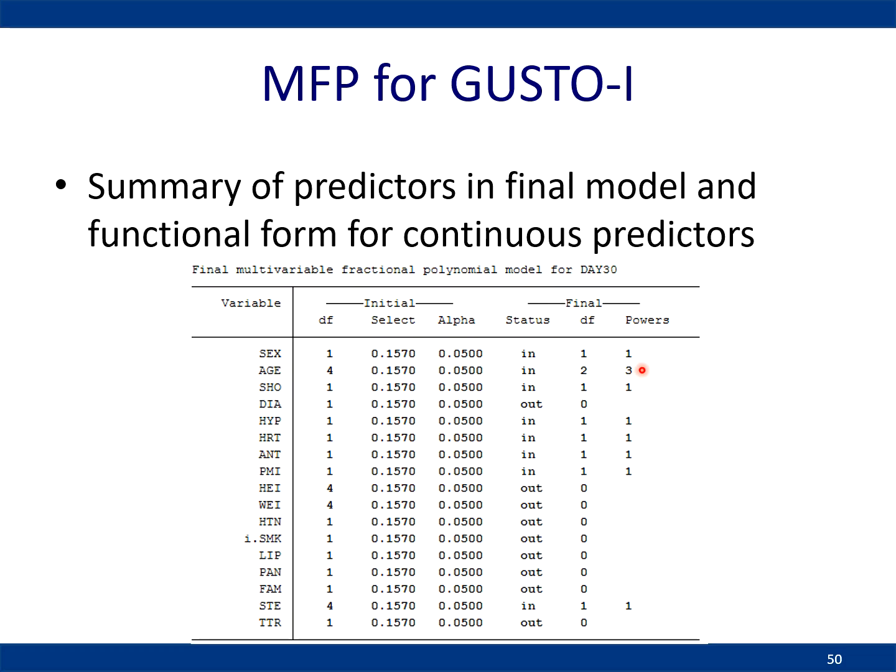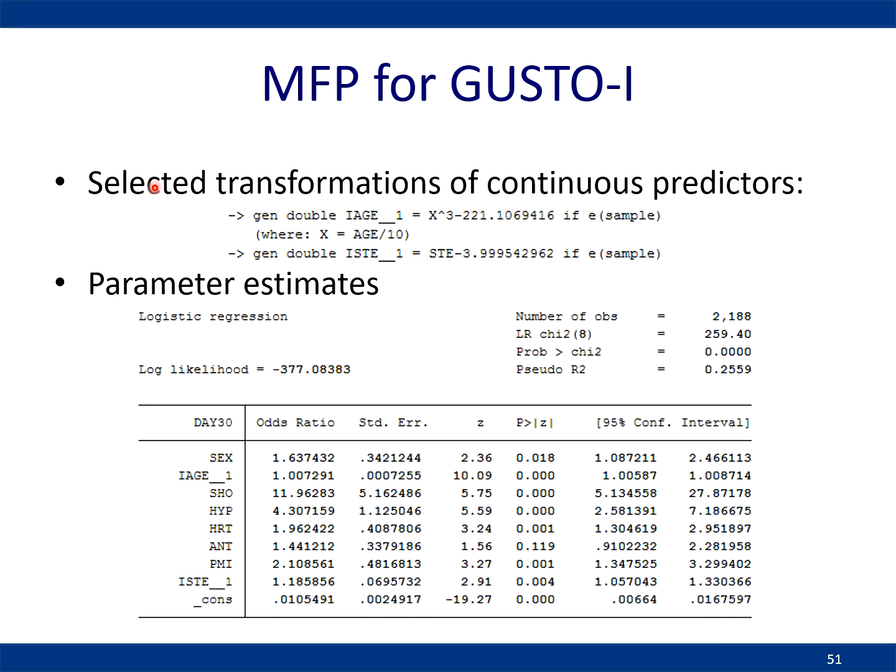And here it looks like the only nonlinear function that was selected was age. The output also shows us any transformations of the continuous predictors, so we know how it's modelled. So here we can see that age was modelled as age to the power of 3 minus 221. So this is where the variable is centred.